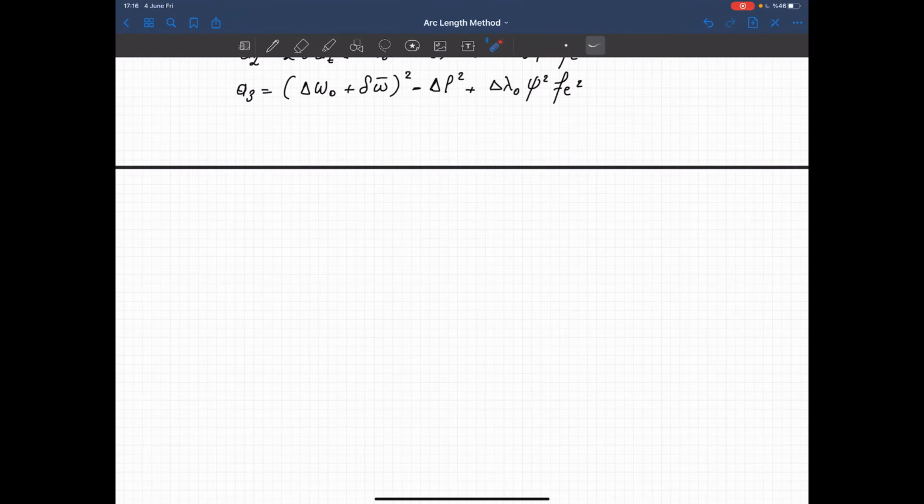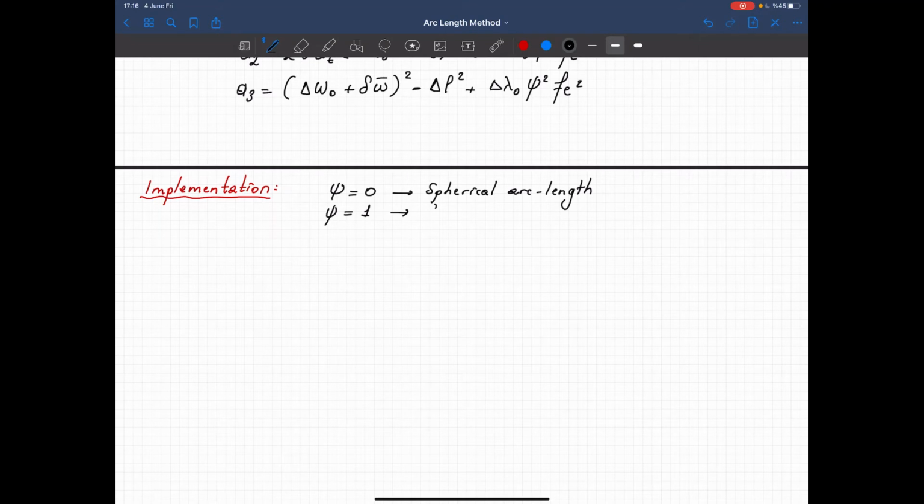Okay, now let's discuss the implementation of the arc length method. So these methods are named as follows. When we have this scaling parameter equal to 0, we have a spherical arc length. And when this phi parameter is set to 1, we have the cylindrical arc length method.